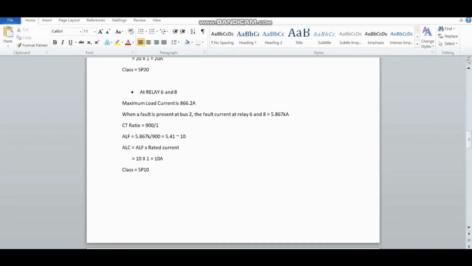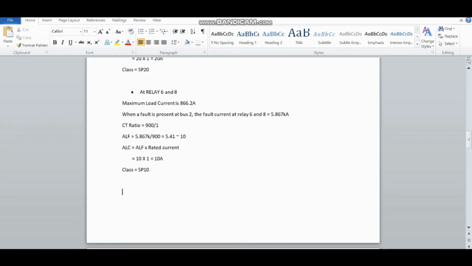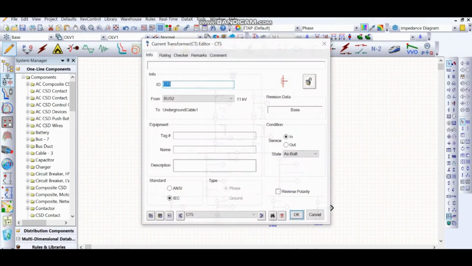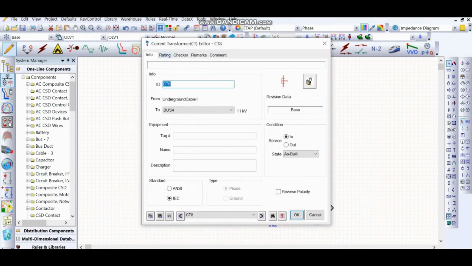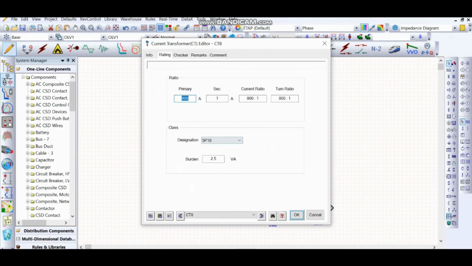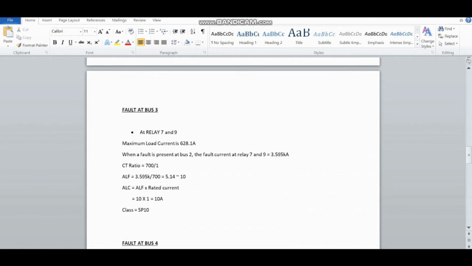And for relay 6 and 8, the fault current at relay 6 and 8 is 5.867. Then the CT ratio is 900, and we calculate the accuracy limit factor, which is 5.41, and the nearest is 10. And then the accuracy limit current is 10 ampere. The class is 5P10. So at 6 and 8, the setting ratio is 900/1. The class is 5P10, same as relay 8. 900/1, 5P10.